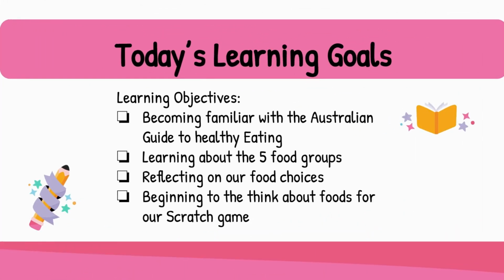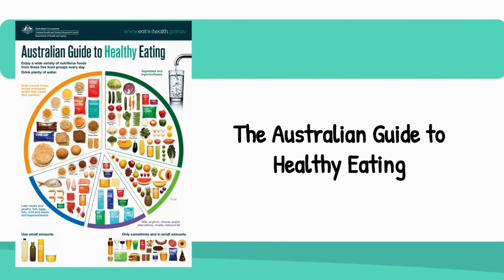So these are our learning objectives of the day. First, becoming familiar with the Australian Guide to Healthy Eating, learning about all 5 food groups, reflecting on our food choices, and beginning to think about foods for our Scratch game. Today, we are going to learn about food and nutrition and work towards an idea of how to eat more healthily. Let's look at this pie chart called the Australian Guide to Healthy Eating.